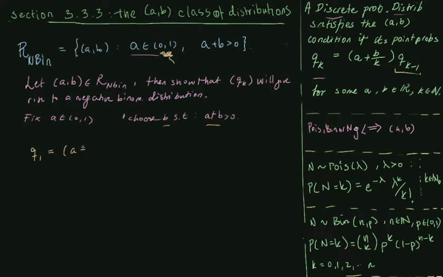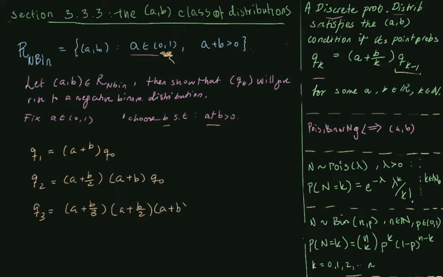Q1 is A plus B divided by 1 multiplied by Q0, right? And Q2 is equal to A plus B divided by 2 multiplied by Q1, which is in turn A plus B multiplied by Q0. Let's also just take Q3 for fun. Q3 is equal to A plus B divided by 3 multiplied by Q2, that we can just plug in here. And so it seems like we have a pretty solid expression to go on.